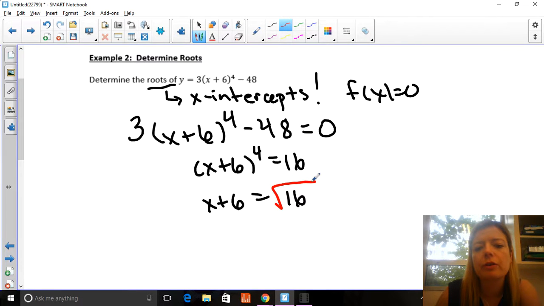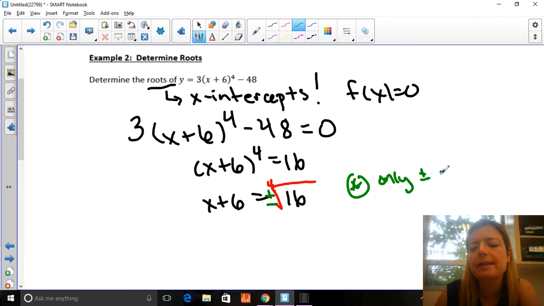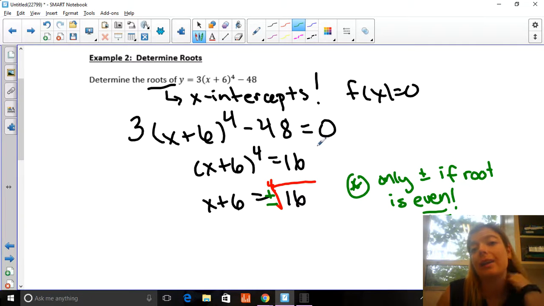When you're doing the quarter root, remember you put the 4 here, but you also have to show plus or minus. But you only do the plus or minus if the root that you're taking is even. And that's because, well, think about why that is. Because to take something to the power of an even number, either positive or negative will result in a positive. So that's why you have to consider both negative and positive roots, because either one of those would multiply back to a positive when doing it an even number of times.